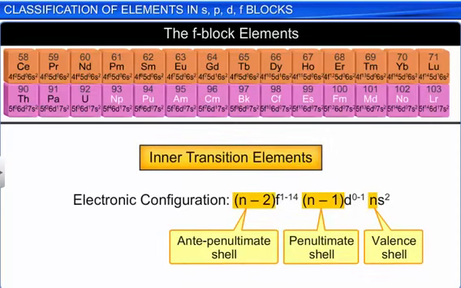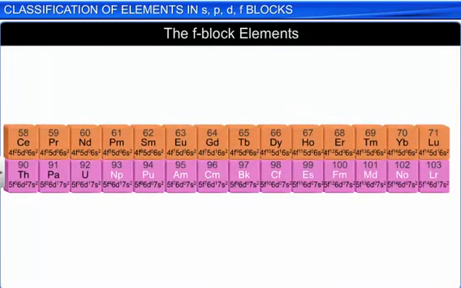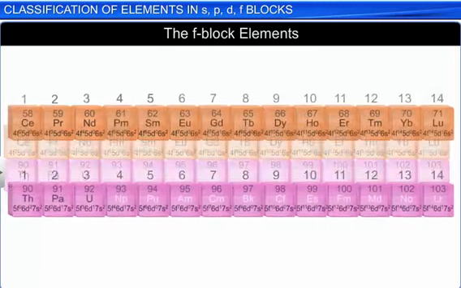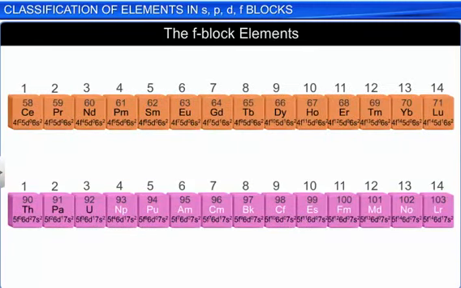There are two series of f block elements with 14 elements each. The elements in which the differentiating or the last electron enters into the 4f orbitals are called lanthanoids, whereas the elements in which the last electron enters into 5f orbitals are called actinoids.